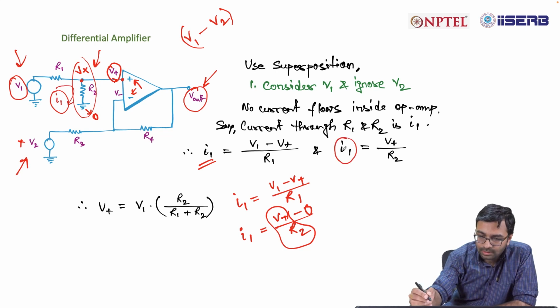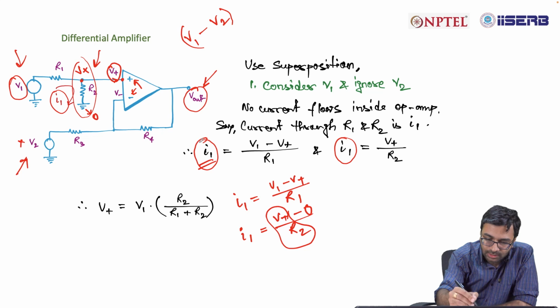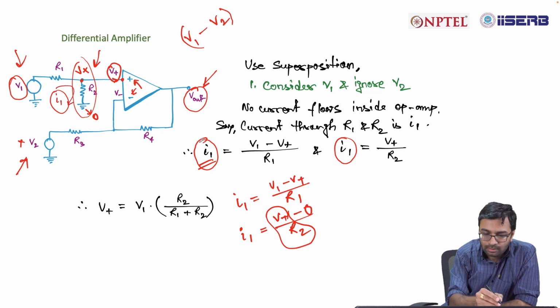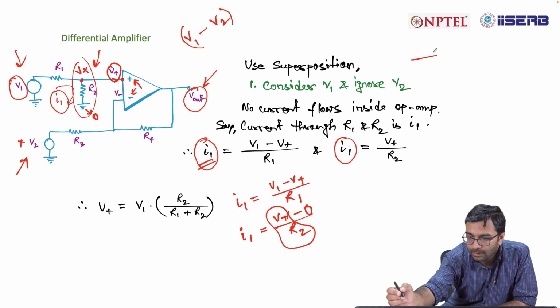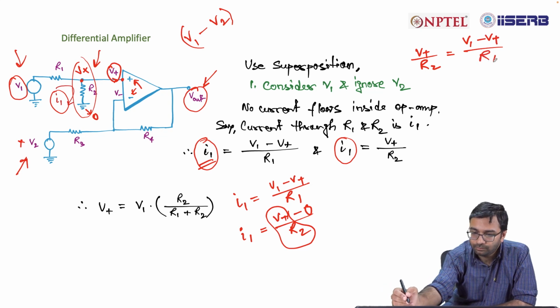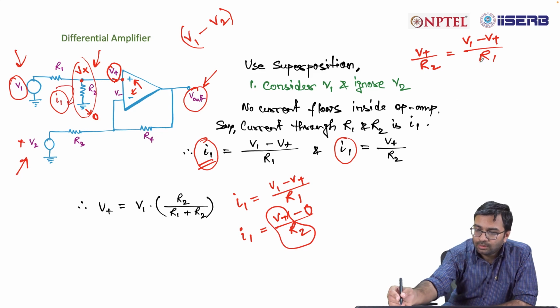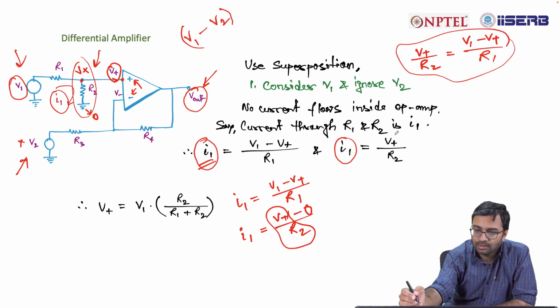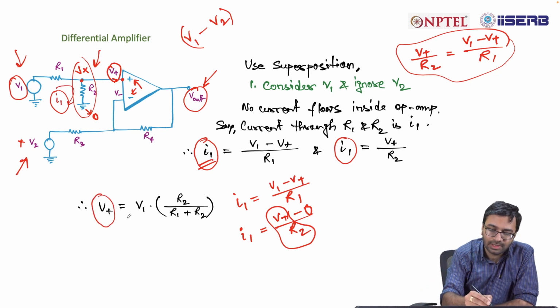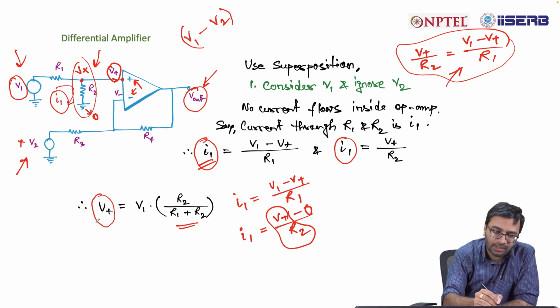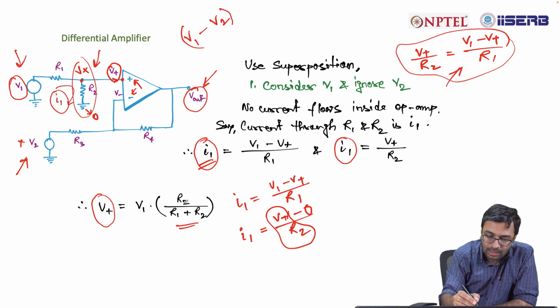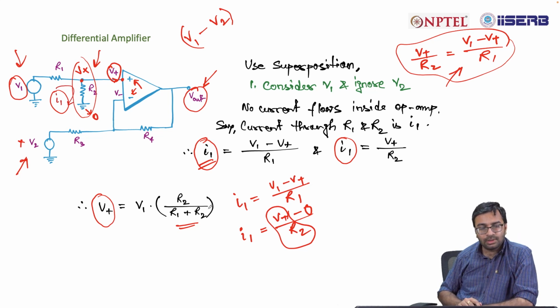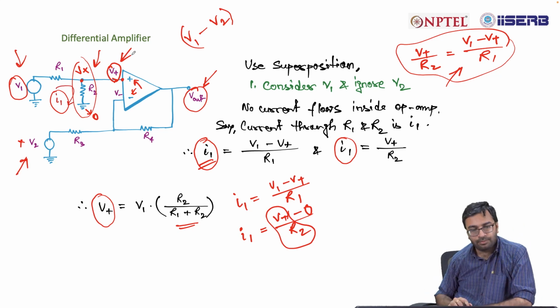Now let us replace the value of I1 from this equation to this equation. You will get V plus by R2 is equal to V1 minus V plus divided by R1. Now let us rearrange this equation. Then you will find the value of V plus is equal to V1 into R2 divided by R1 plus R2. If you do simple rearrangement, you will find V plus is equal to V1 into R2 divided by R1 plus R2. So this is the value of V plus. Okay.